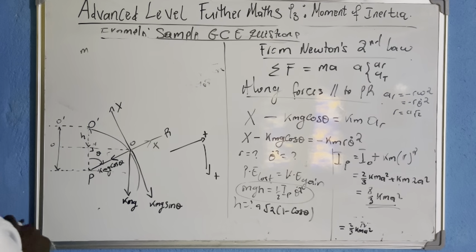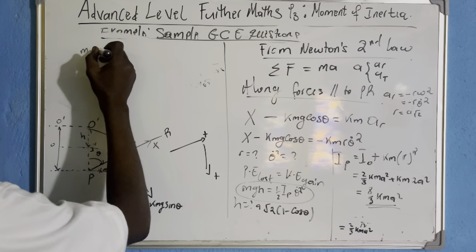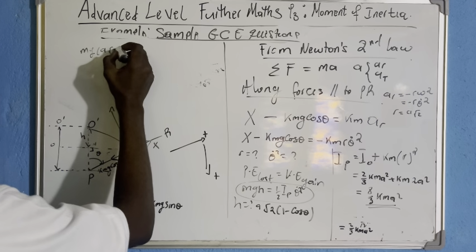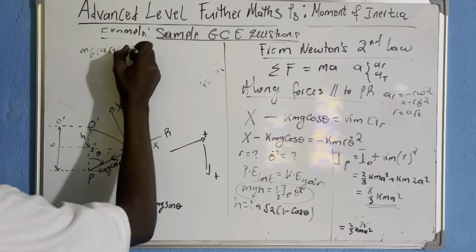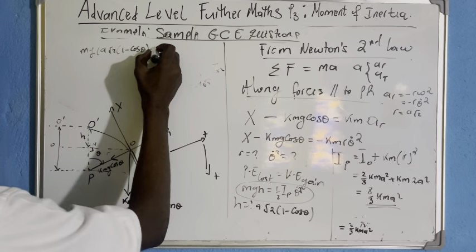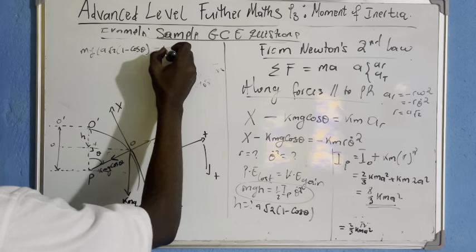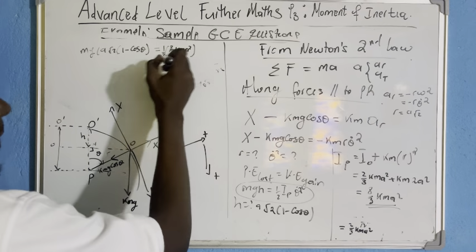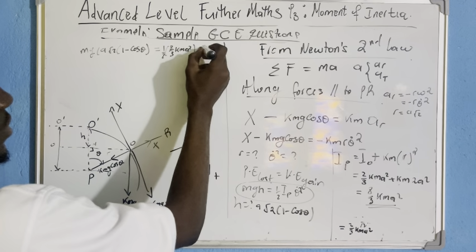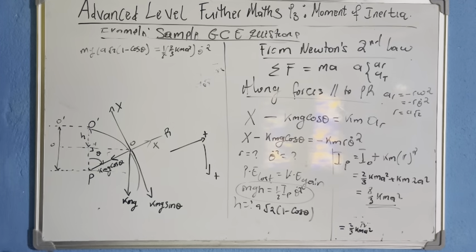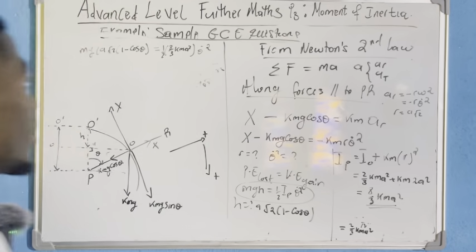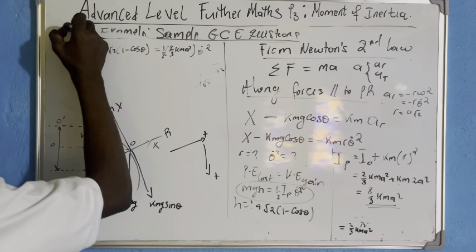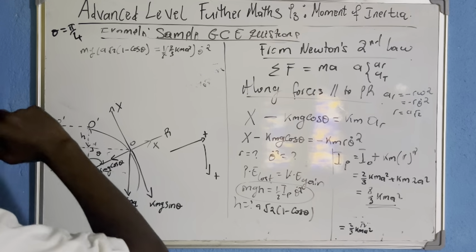I will have mg. Rather than writing h, I will write a root 2 into 1 minus cos theta equals to half into 8 all over 3 kma square, then theta dot square. Now remember that the angle theta, the value of theta is what? Pi over 4, pardon, and pi over 4 is 45.